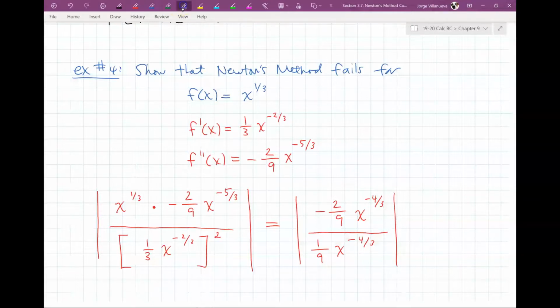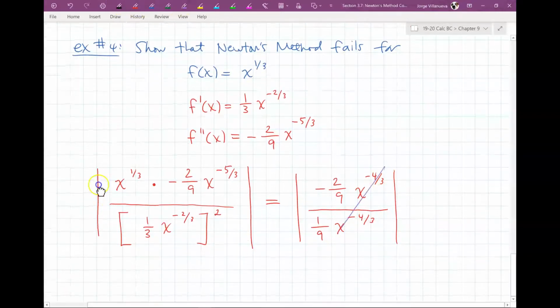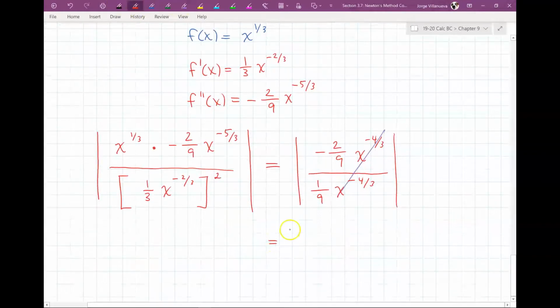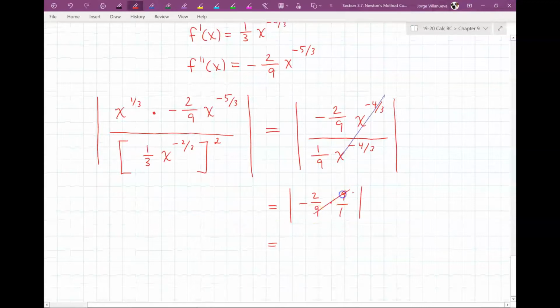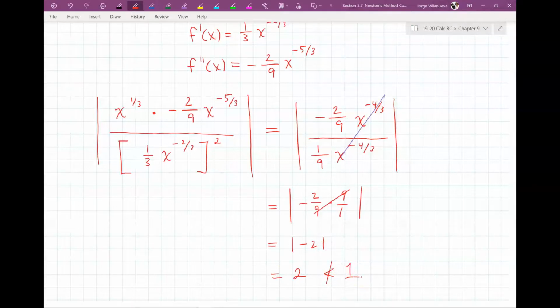Now notice you can cancel this, right? So that means that this now is basically negative 2/9 times 9/1, which is absolute value of negative 2, which is 2, which is not less than 1. Okay? So that's how you can find out if it's gonna work or if it's not gonna work.